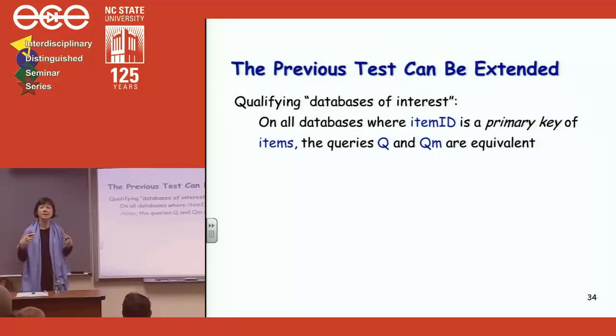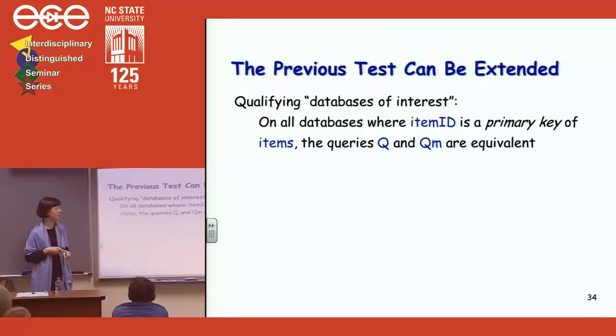So that's our some databases. Okay. So it turns out that on all databases where item ID is a primary key of items, in this sense, the queries Q and QM are equivalent. So this primary key thing is dominant in commercial databases. As a database administrator, as a database designer, you have to define at least 1 key on each relation, just to avoid duplicate rows, for instance, for descriptions of items, IDs, and so on. So it's just there. It's always there. It's not that I'm trying to make up a database where that would hold. It's true in all commercial databases.